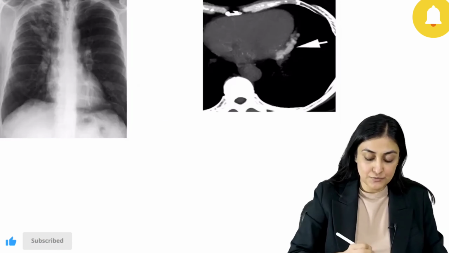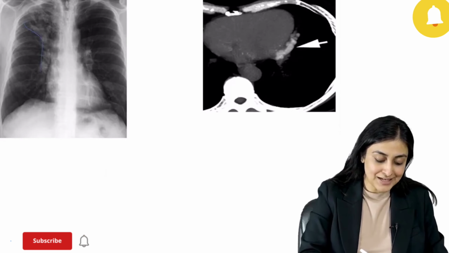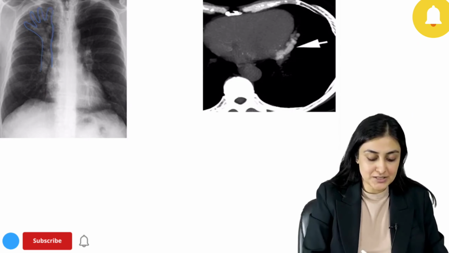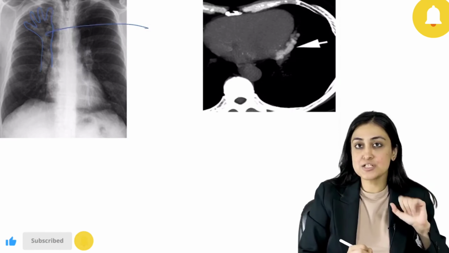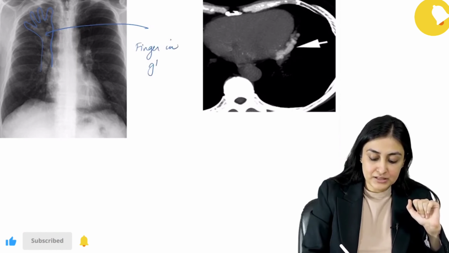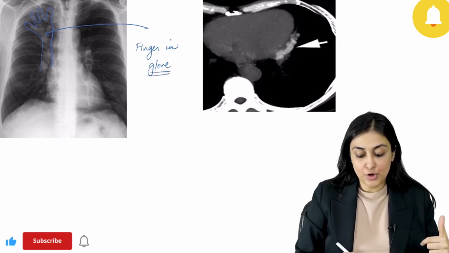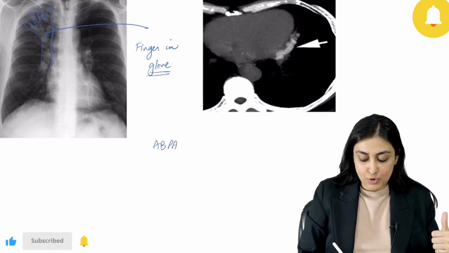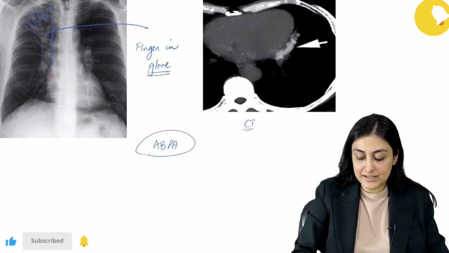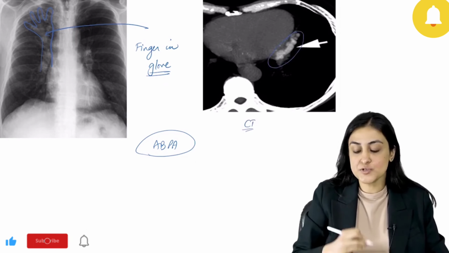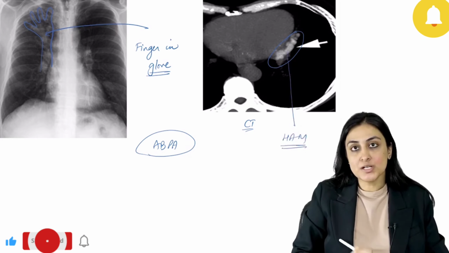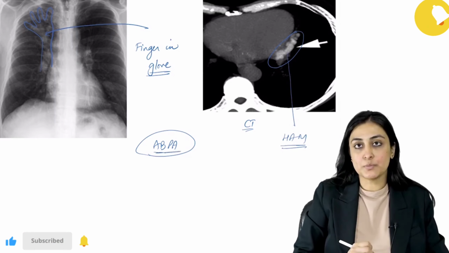How will it appear? So we will see that there is proximal bronchiectasis and you will find the white mucus impacted within it. Do you see this mucus within the bronchus and how does it look? It looks like a finger in glove. So this is the finger in glove sign that is used for ABPA, allergic bronchopulmonary aspergillosis. And on a CT, we would find that there is this high density mucus within it. So this is referred to as high attenuation mucus. So this is how ABPA will appear.